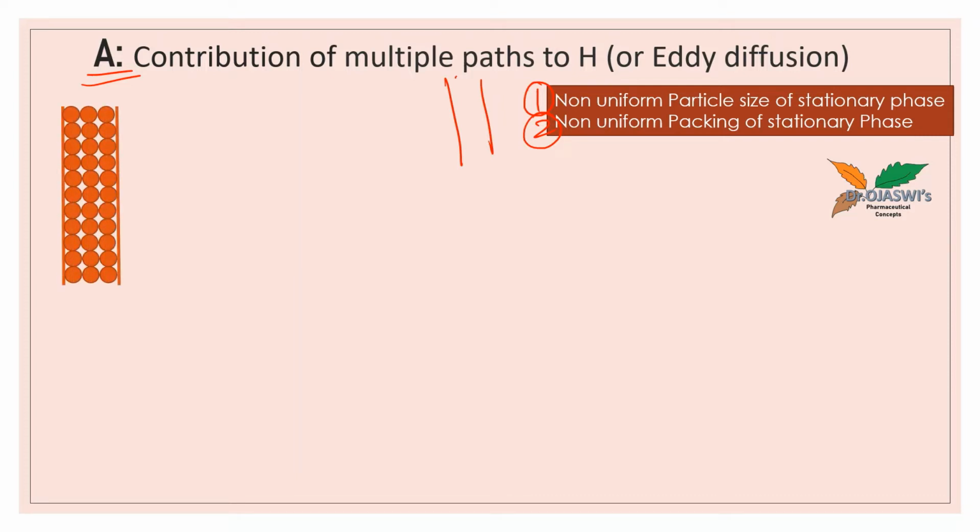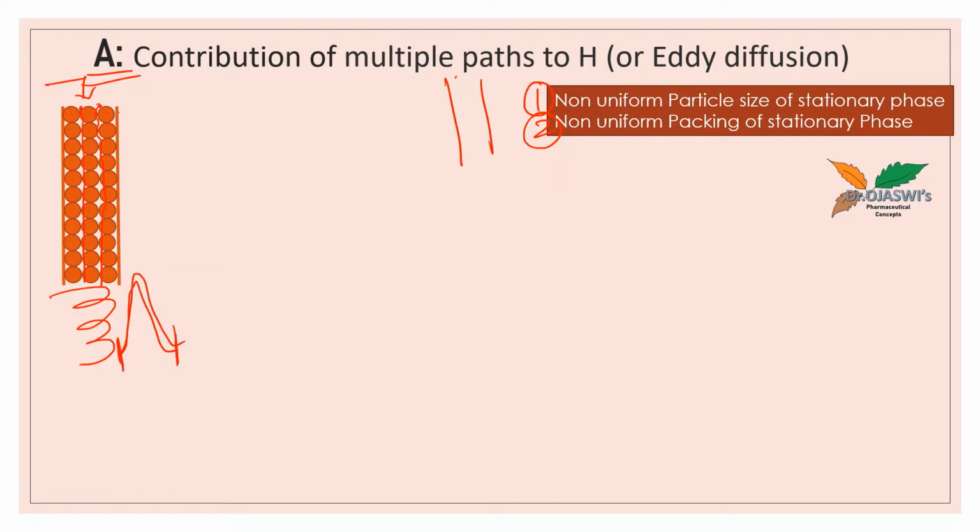This is the column, and each circle represents a particle of the stationary phase. So here we can see all the circles are of the same size. So whenever any sample is introduced here at the top of the column, those molecules can have almost the same path when they are traveling down the column, and all the molecules will reach the detector almost at the same time, and thus the detector will detect their presence for a shorter time, and thus a sharp peak can be obtained.